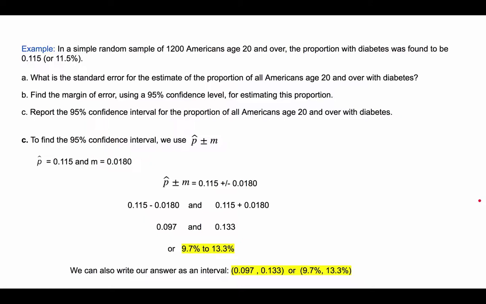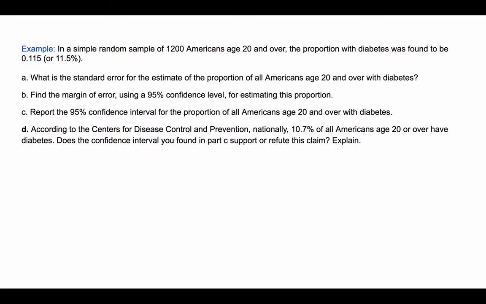we have our confidence interval expressed in 3 different ways. Now let's talk a bit about what this means. Part D will help us better understand that. Part D has a question. It says, according to the Centers for Disease Control and Prevention nationally, 10.7% of all Americans aged 20 or over have diabetes. Does the confidence interval you found in Part C support or refute this claim? Explain. So the question is, the CDC did a study and found 10.7% of Americans have diabetes. Did we find something that goes along with this?